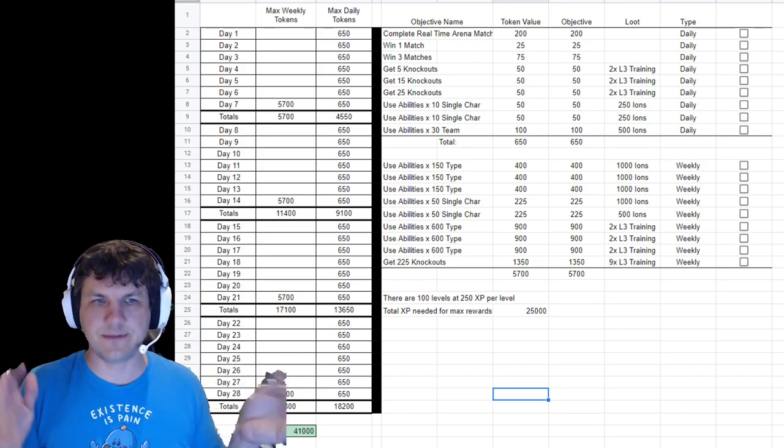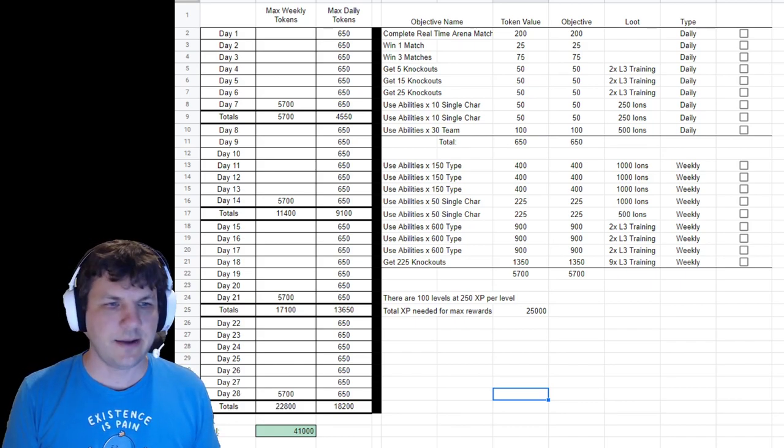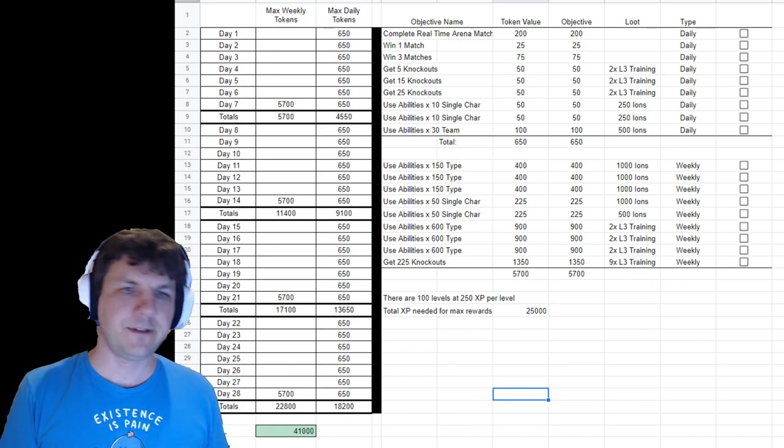This is my RTA, just a rough draft, just throwing it together and trying to figure out how many points we need to finish and max rewards.